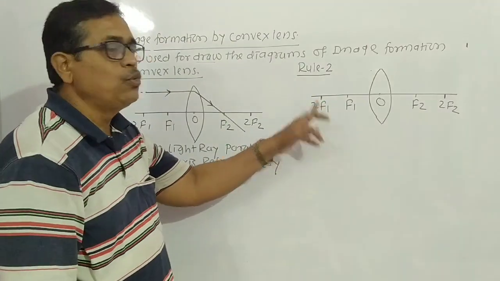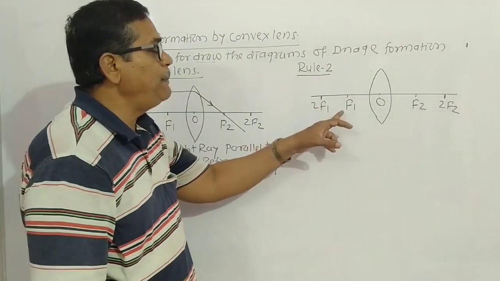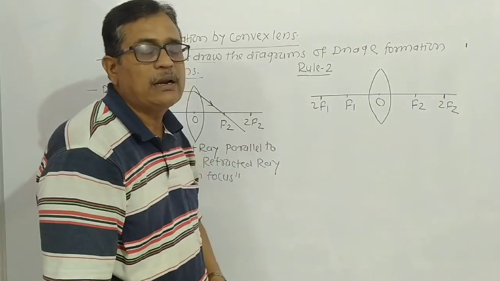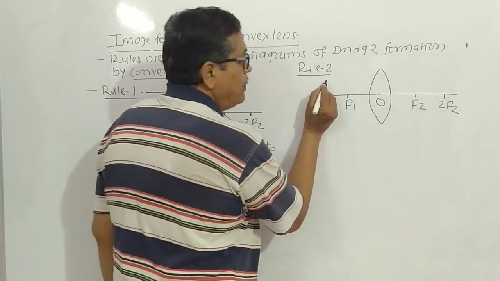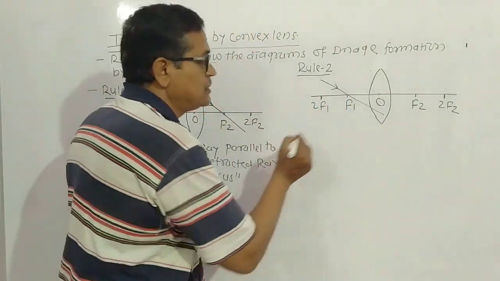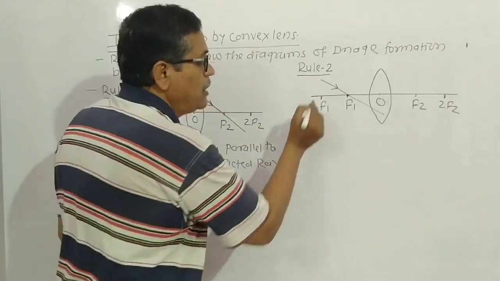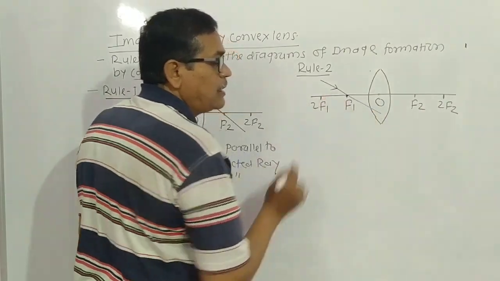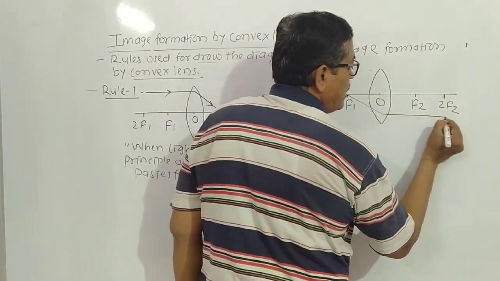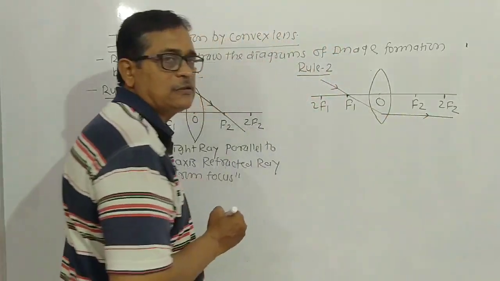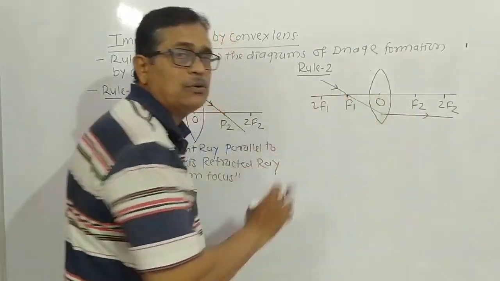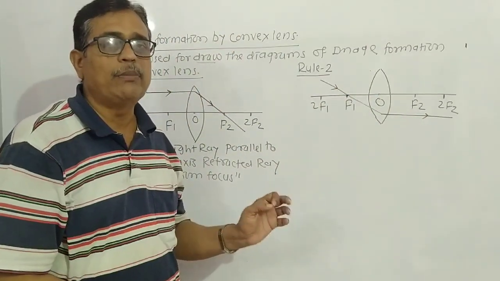And what is the second rule? When a light ray passes through the focus and is incident on the lens, the refracted ray is parallel to the principal axis. Look here, that is the point F1. The ray passes through the focus and is incident on the lens, then it changes direction and the refracted ray gets parallel to the principal axis. That is rule number 2.